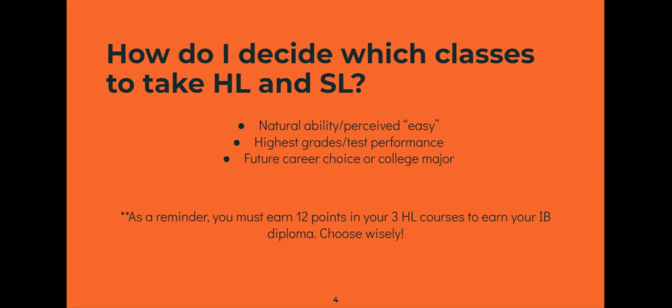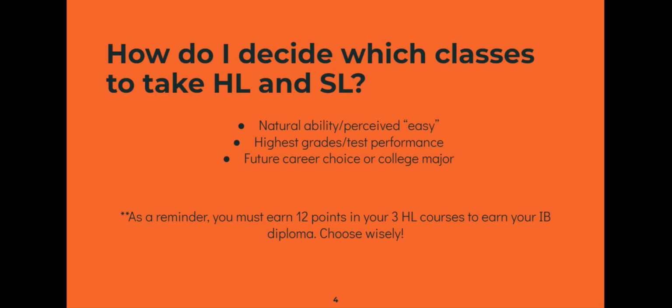So how do students decide which courses to take at the HL and SL level? In general, HL courses are a little bit harder than SL courses, and the exams usually contain one more paper of testing. So we recommend that students select courses that they consider easy or that they feel they have a natural ability in that subject area. It makes sense that subjects that come more naturally to a student would be easier to test well in and easier to earn a higher level score.